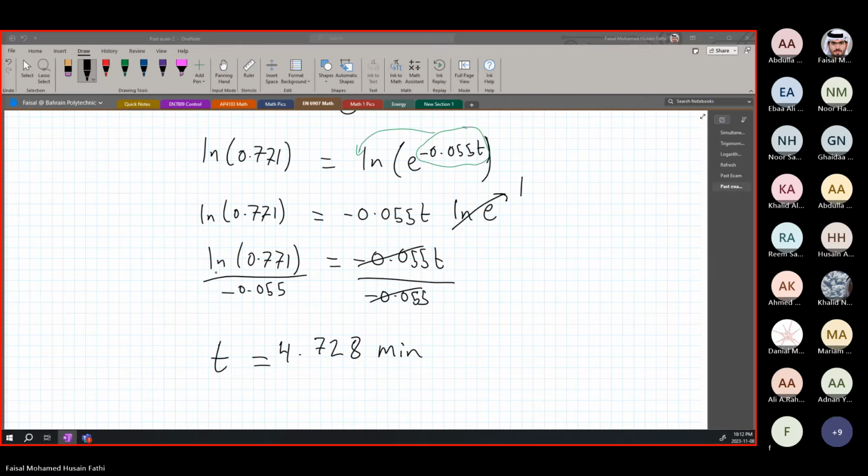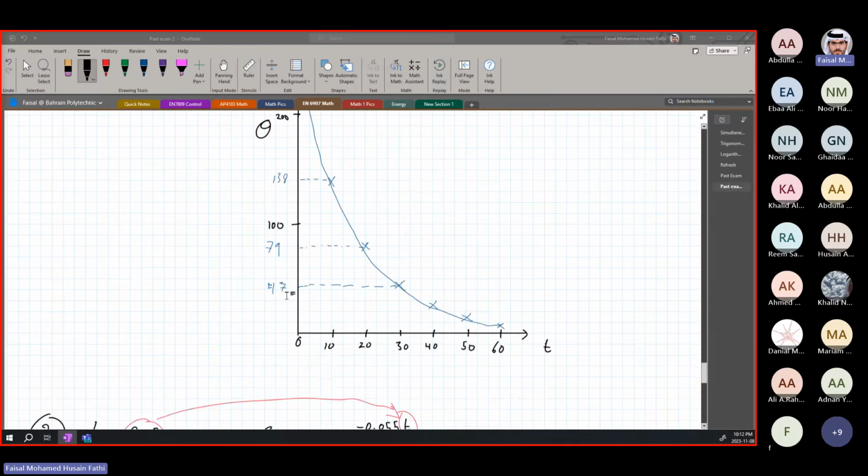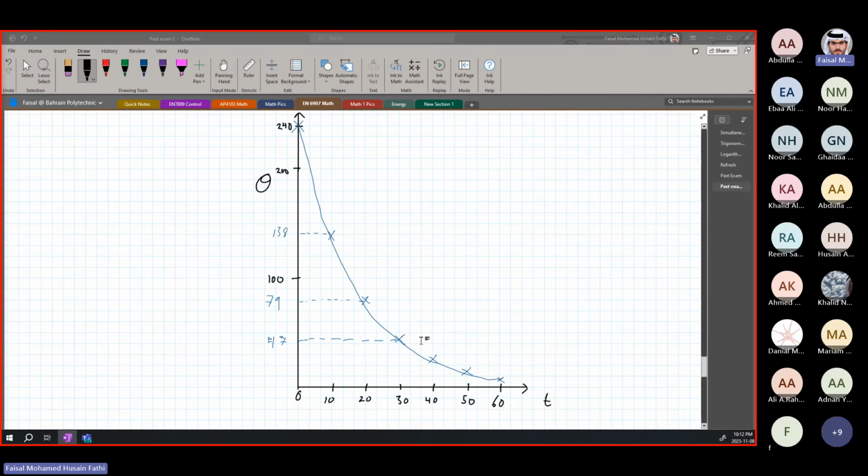Any questions? I'm pretty sure this is very easy and you understood it. The plotting also, I think it's very straightforward.